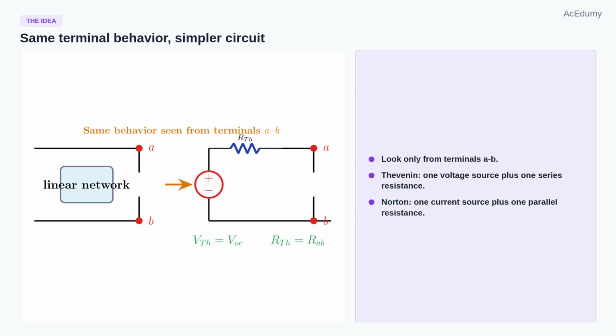We now begin Thevenin and Norton equivalence. The goal is to replace everything connected to two terminals A and B by a simpler circuit that behaves the same from the outside. If the equivalent is one voltage source in series with one resistance, we call it a Thevenin equivalent. If it is one current source in parallel with one resistance, we call it a Norton equivalent. In both cases, the load sees the same terminal voltage-current behavior.